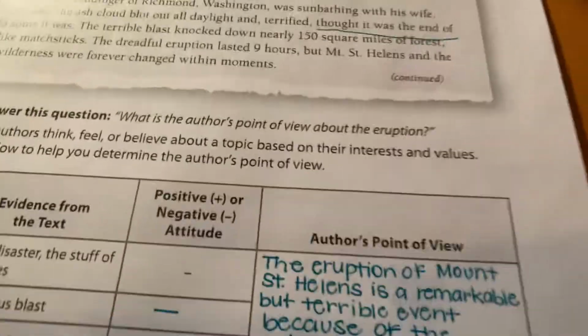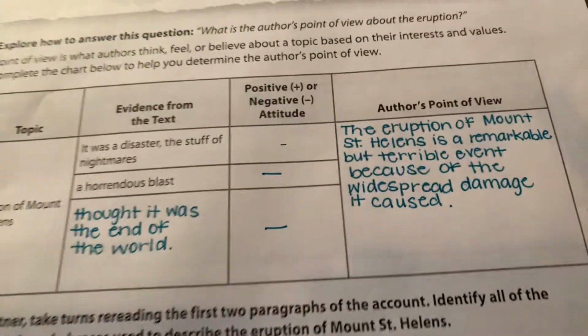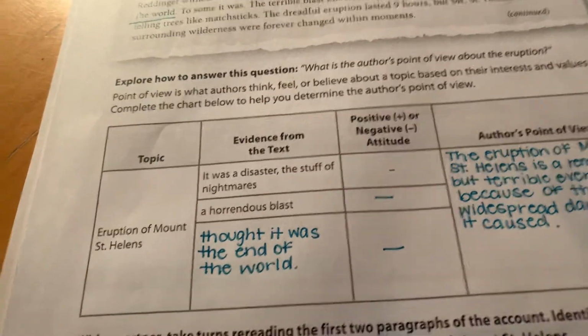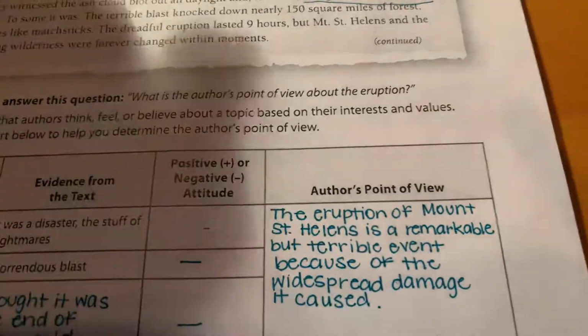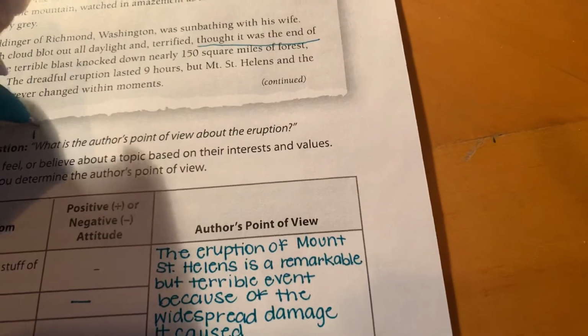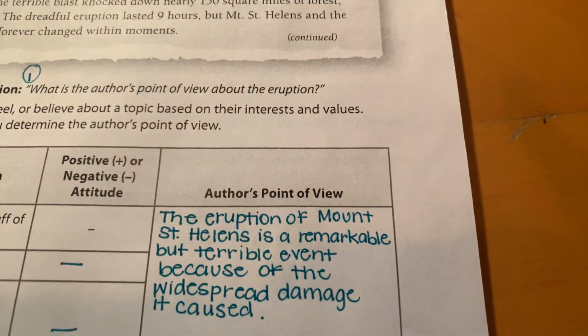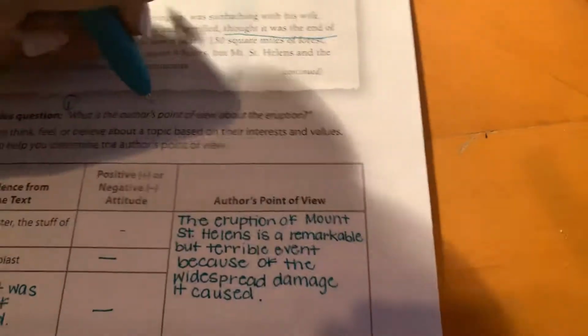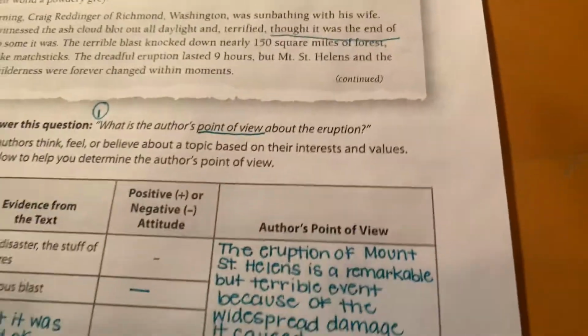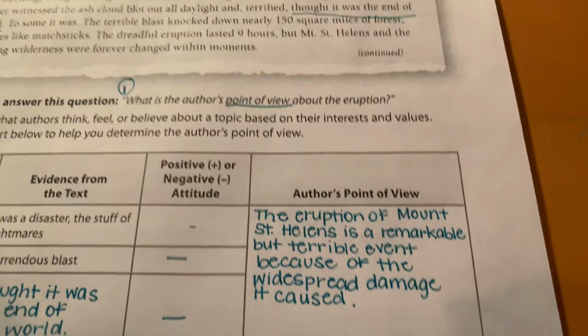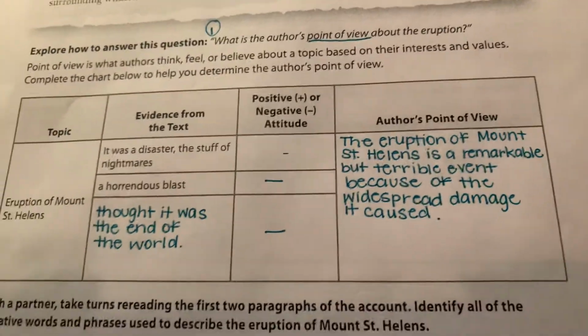Here we go. So what we have here is our topic, which is the eruption of Mount St. Helens. And as we've read, the question that we're thinking about is this question right here. What is the author's point of view about the eruption? I'm going to underline point of view because that part seems really important.